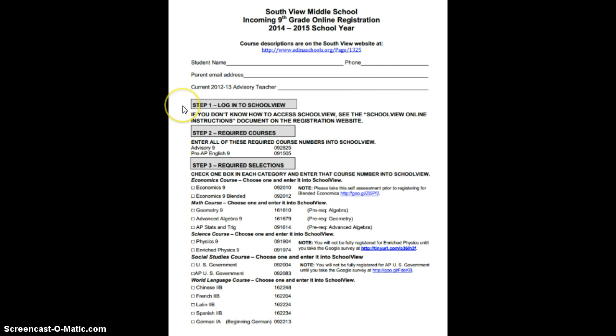Moving down the form, you'll see step 1 is to log into your SchoolView account. We'll get to that in just a few minutes. Step 2, all students will take the two following classes, Advisory and Pre-AP English 9. Each of those has a 6-digit number associated with them, Advisory 092825 and so forth. You'll be entering these numbers into your SchoolView registration account, and I'll go over that in just a few minutes. All students will enter these two numbers. Then in step 3, that's where you begin making choices.